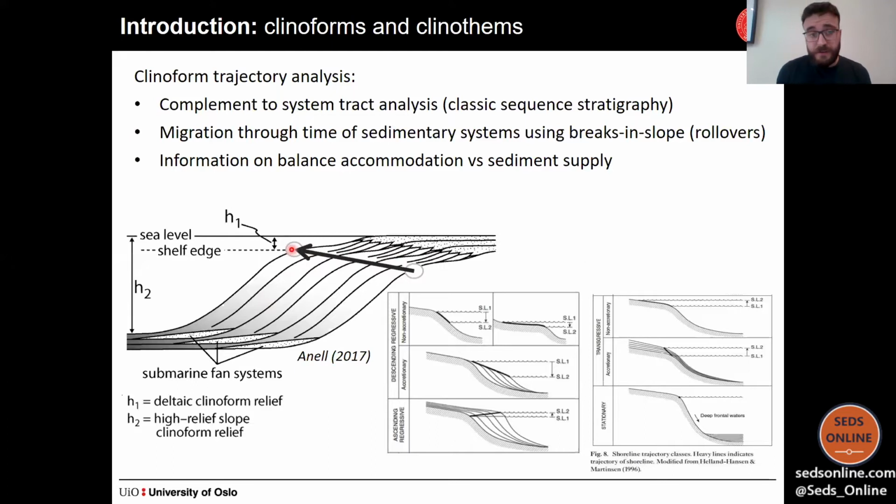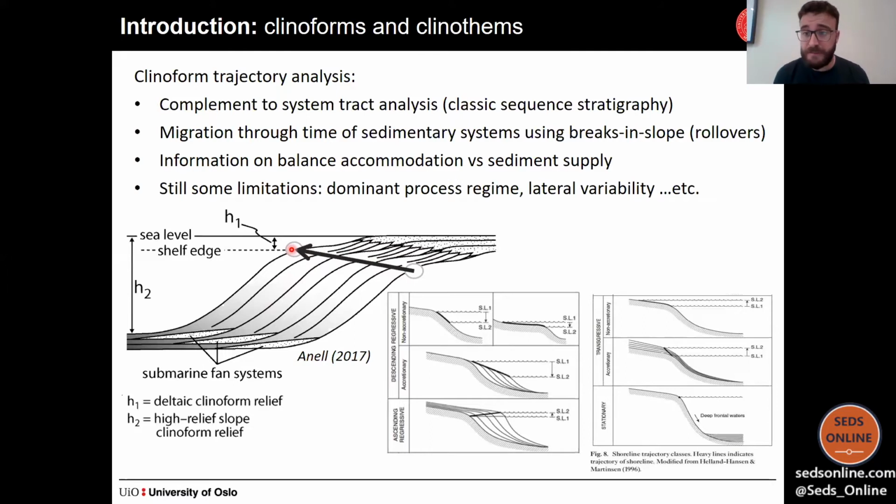This technique is useful because it offers information about the balance between accommodation and sediment supply, and it's independent of eustatic sea level variations. However, and this is where our research comes into play, there are some limitations of this technique, like, for example, dominant process regime and lateral variability. So depending on what is the process dominating the shelf, we might have more delivery of sand to the bottomset or not. And we will touch upon this in the next few slides.